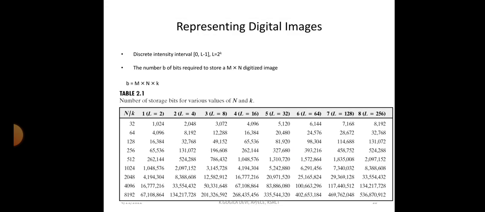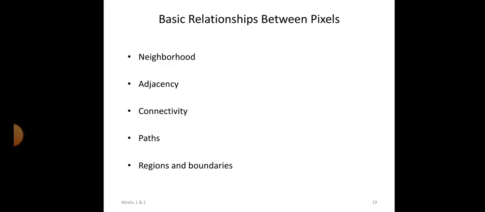The number of bits required to store an image: the number of bits required to store an m cross n digital image is m into n into k. The different values of n and k are placed here in the table. What is the bandwidth? If we increase the k value, we are using a higher number of bits. Then we will see the basic relations between pixels: neighborhood, adjacency, connectivity, paths, and region boundaries.